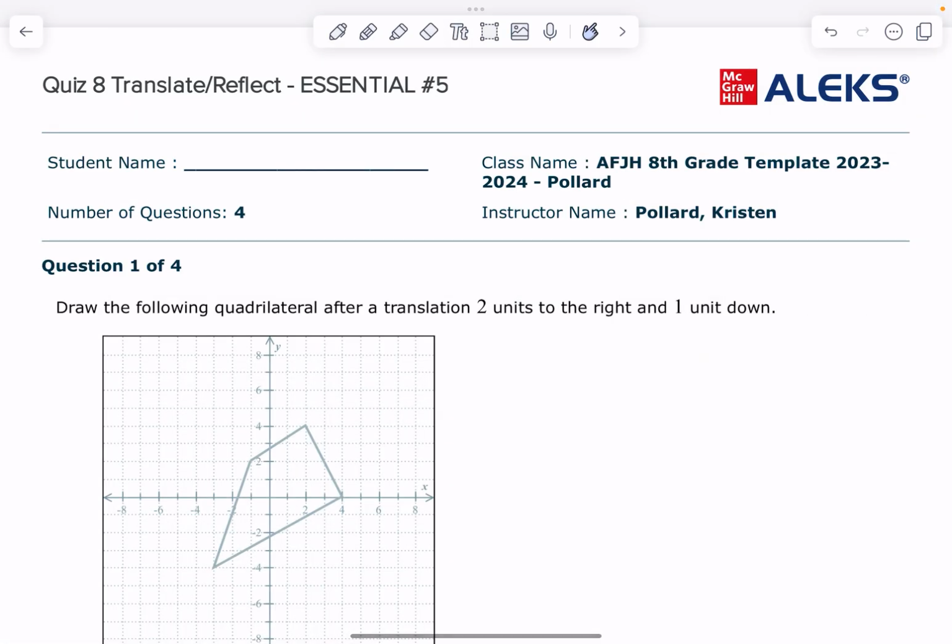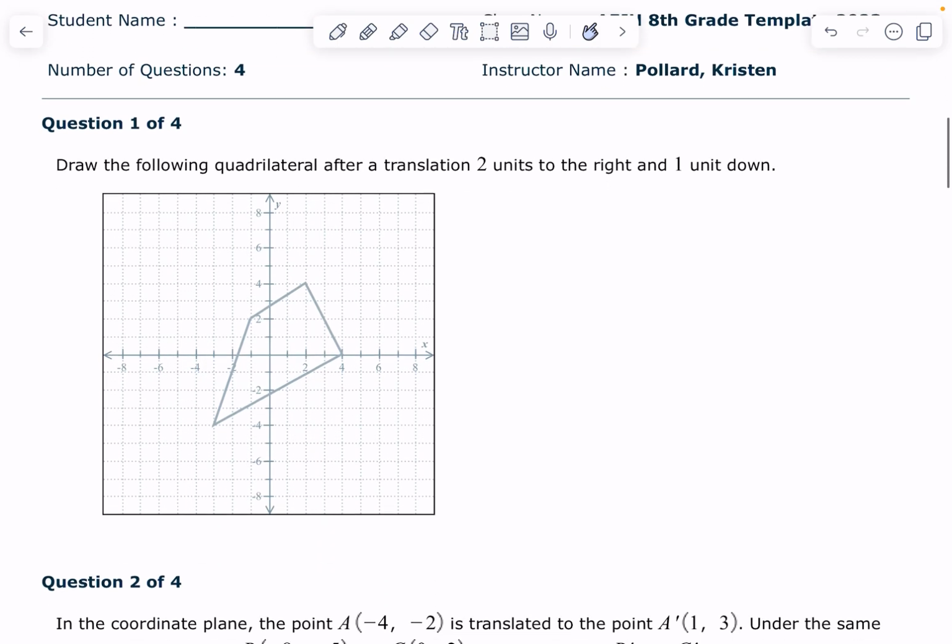Okay, this is a review for the Quiz 8 Translate and Reflect Essential. The first question says, draw the following quadrilateral after a translation 2 units to the right and 1 unit down. So I'm going to take each one of these corners on the shape and I'm going to move each corner 2 to the right and 1 down. So I'm just going to count 1, 2, and 1 down. 1, 2, 1 down.